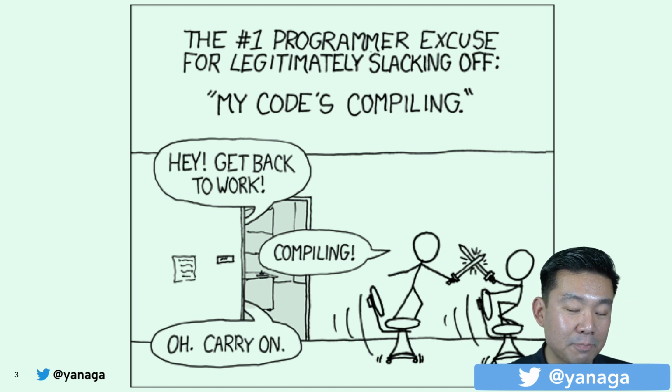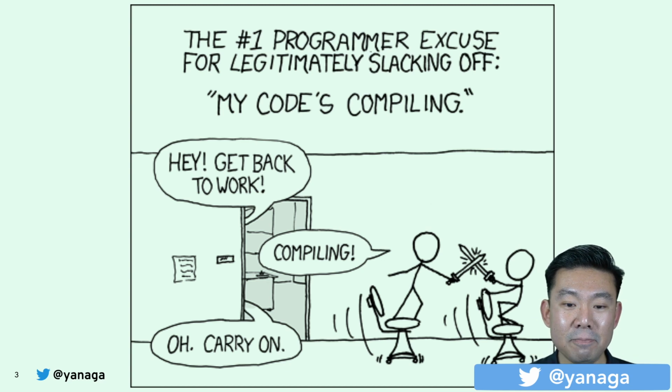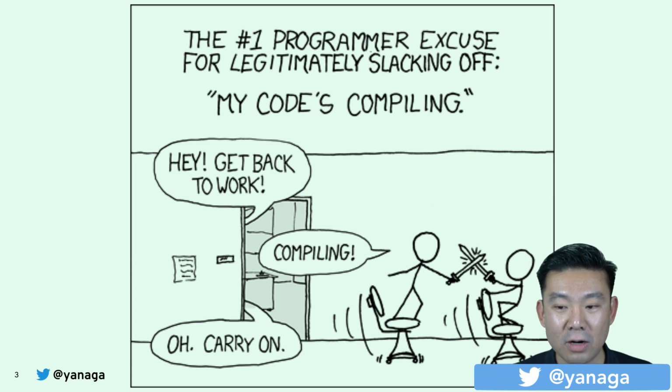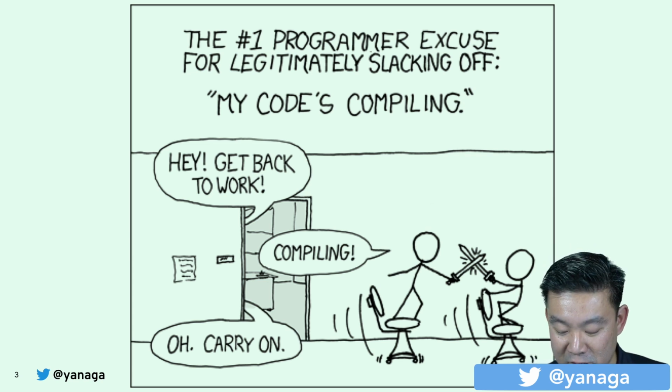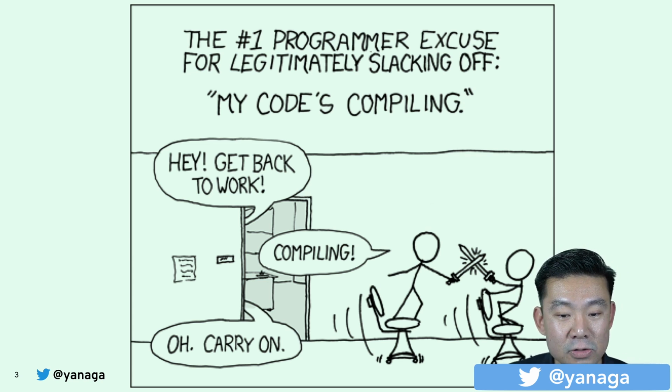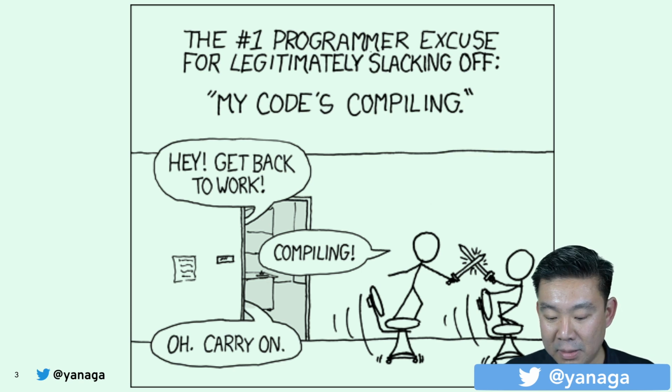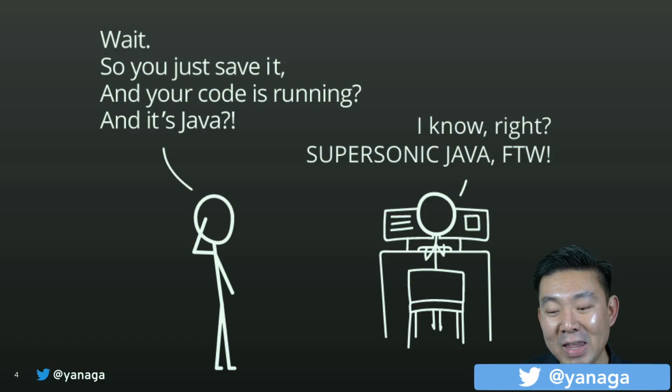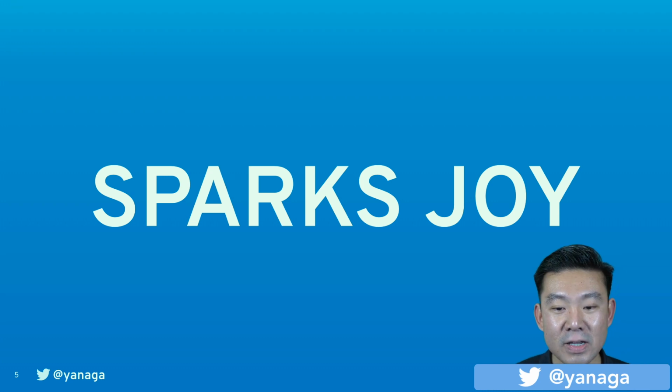But this waiting time is in the past, because with Quarkus, everything is just a matter of sparking joy. With Quarkus, everything you do, you just save and it's automatically there. So what I mean is that Quarkus is supersonic, subatomic Java, and everything happens in a matter of milliseconds. But instead of just talking about how Quarkus works, I want to show you the joy of programming with Quarkus.